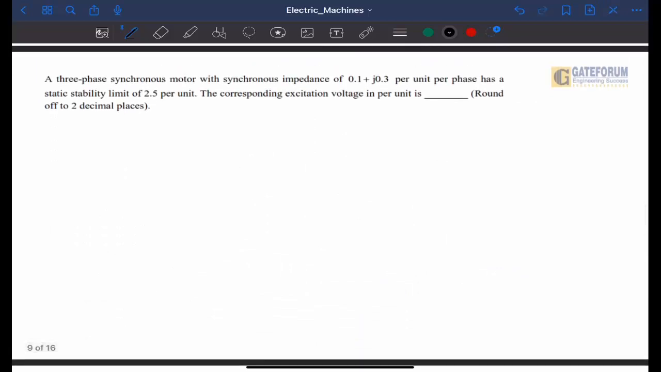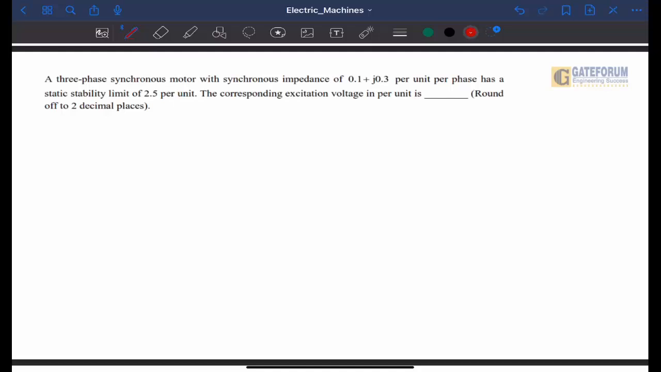This question is from synchronous motor. A three-phase synchronous motor with synchronous impedance of 0.1 plus j0.3 per unit per phase has a static stability limit of 2.5 per unit. The corresponding excitation voltage in per unit is what we need to calculate, rounding off the answer to 2 decimal places. So what information is given? We need to collect it so that we can proceed further.